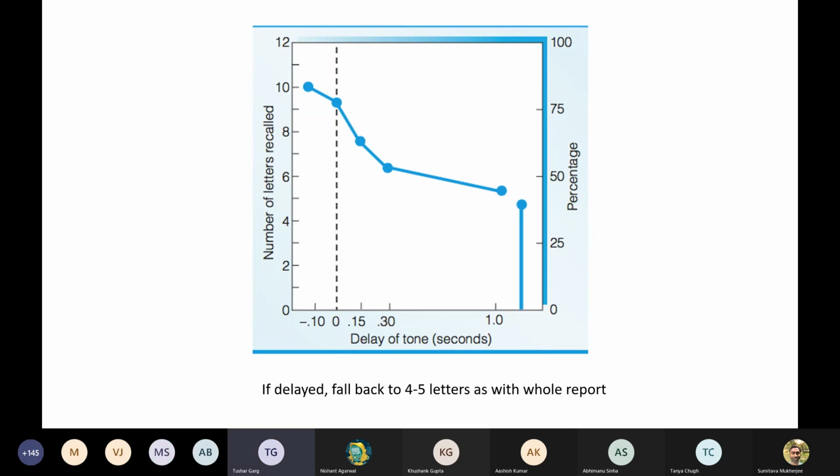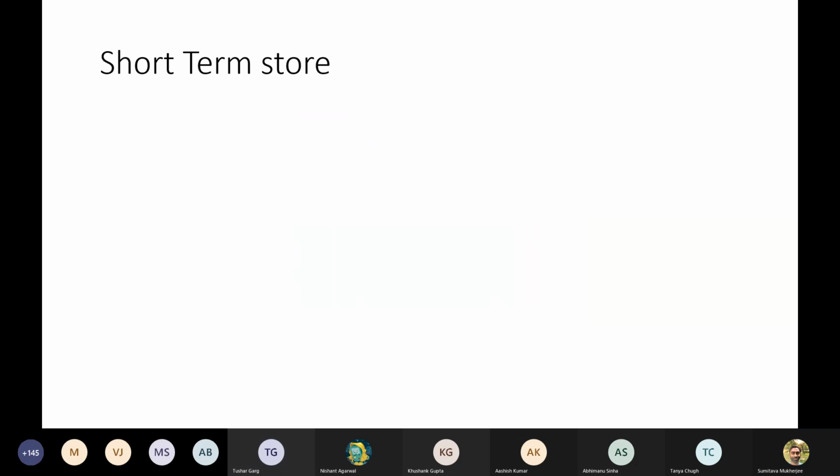Yes, sir. Great. All right, so then the next thing is short-term store. Now here again, you can ask the same question: how much is our short-term store? And George Miller has done phenomenal work in this, and he concludes that it is 7. And see how psychology was much more well defined than what you think psychology is.